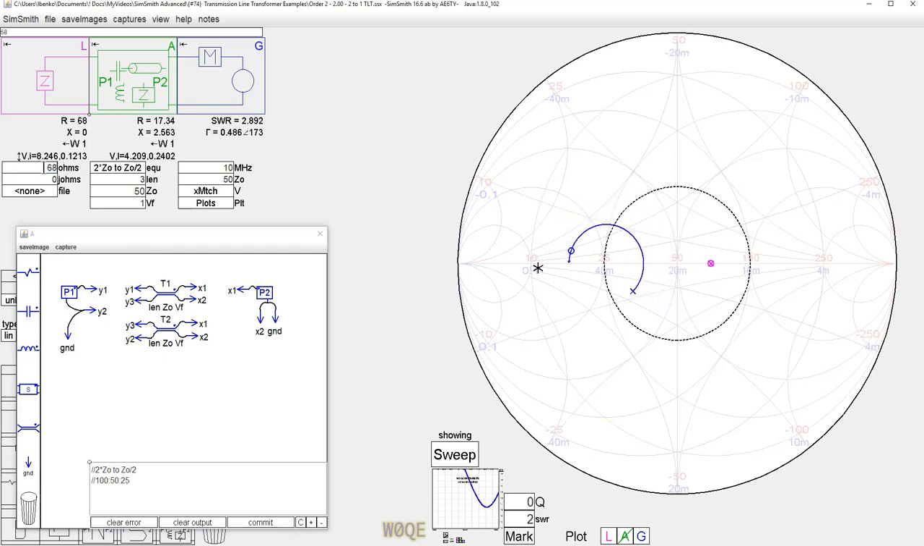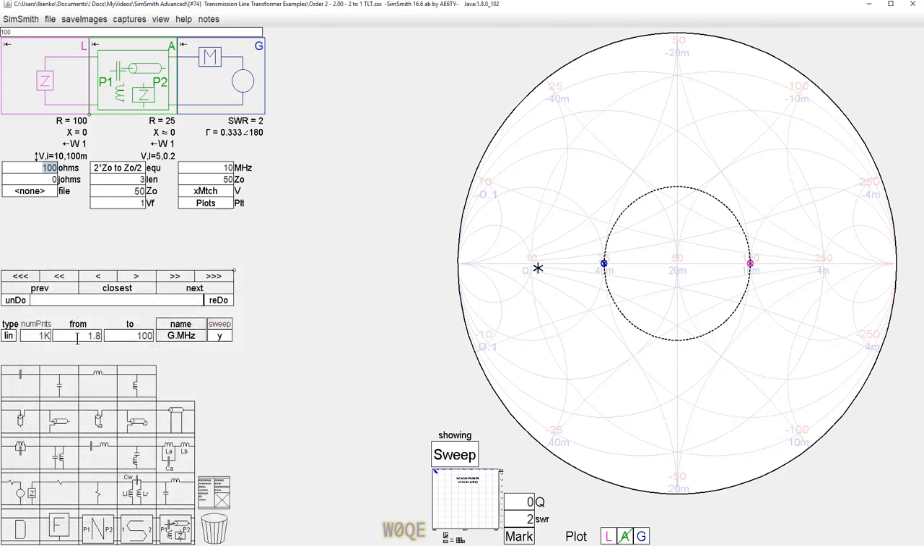We can see that we can come up with a load impedance. I think most people know the answer to this problem. For a 50-ohm transmission line here, a 100-ohm load will match to a 25-ohm generator impedance. So G is the generator impedance. It's 25. 100 is the load impedance. And 50 is the impedance of the transmission lines. Since these are both dots now, and we are sweeping in frequency, we're sweeping from 1.8 to 100 megahertz, SimSmith says that this transformer is extremely broad-banded.